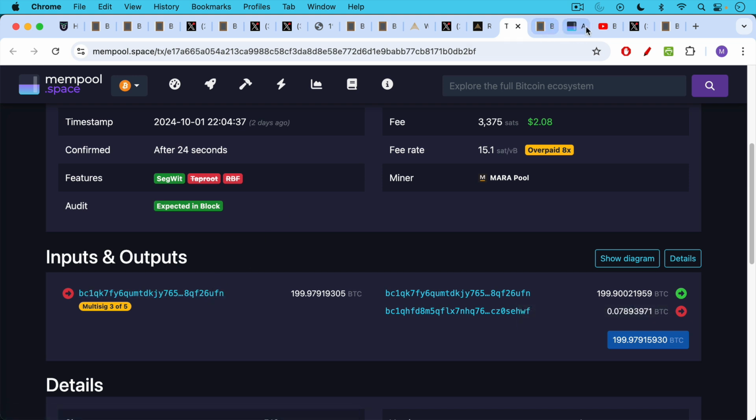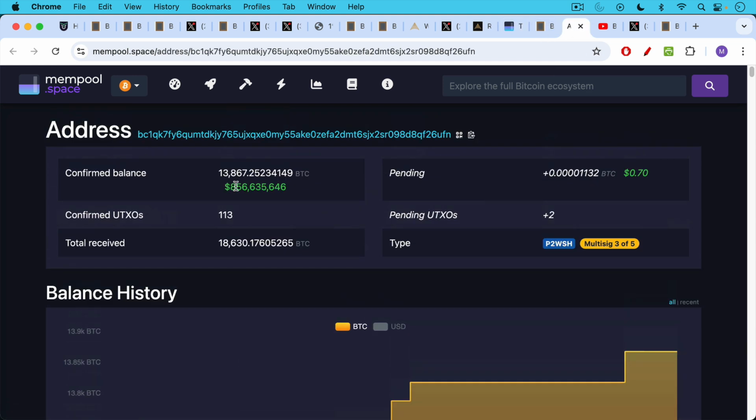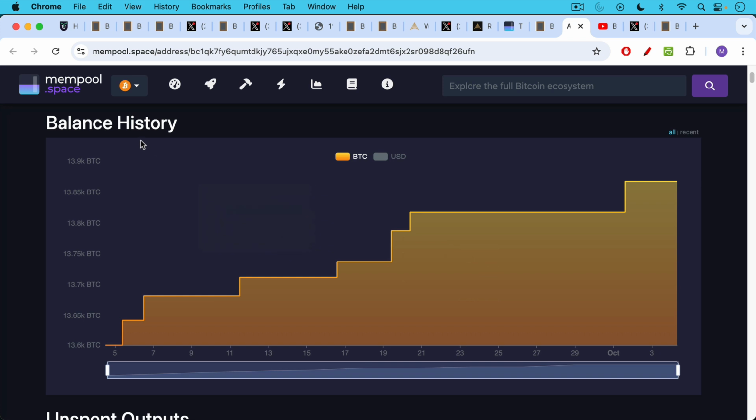If we click on this address over here, we can see that the total is 13,867 unspent Bitcoin sitting right there. And then we can go down here and look. And again, we're using mempool.space, which is a completely different company. It's a third party that River presumably has no influence over. This is just all being taken from the Bitcoin blockchain by the mempool.space node. You can also run your own node and use your own instance of mempool.